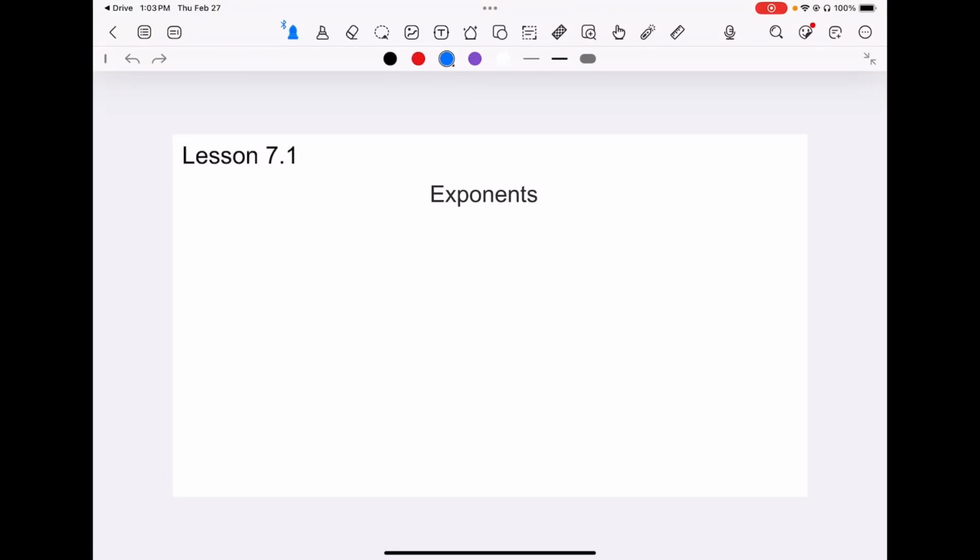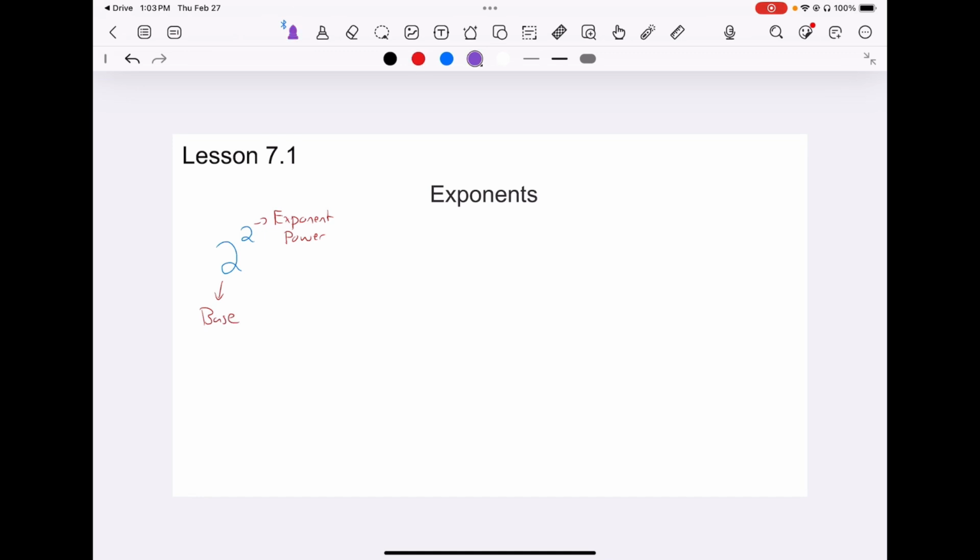This lesson is going to be on simplifying expressions with exponents. Before we start, we're going to talk about exponents. Exponents is when you have a number or a variable raised to a certain power. So if we have 2 to the second power, this 2 is the exponent or the power, and then this main 2 is called the base.